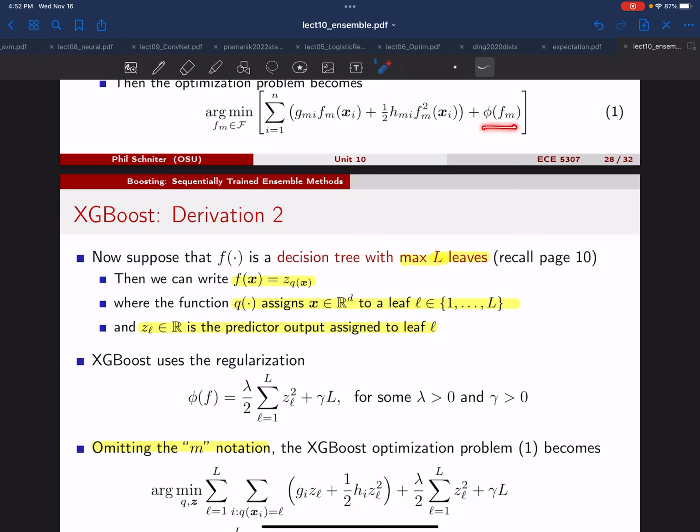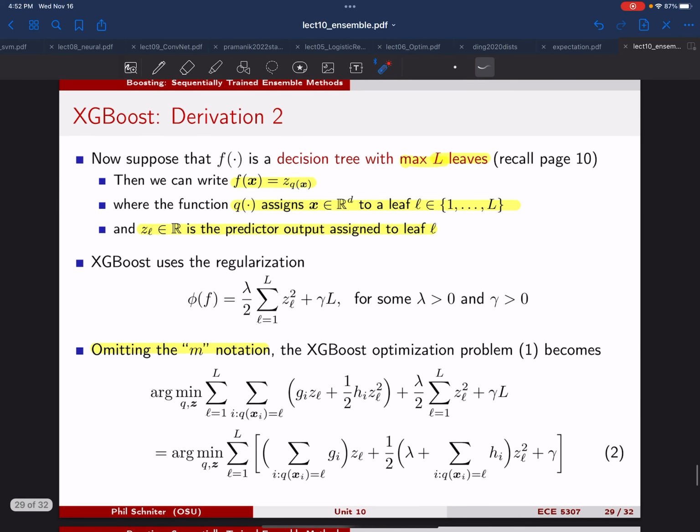And then our regularization, which we said is this, we're just rewriting down here. Now that we've written it this way, you can see that we are trying to optimize both over the values of the leaves in the vector Z, all the ZLs, as well as the tree function itself, Q.